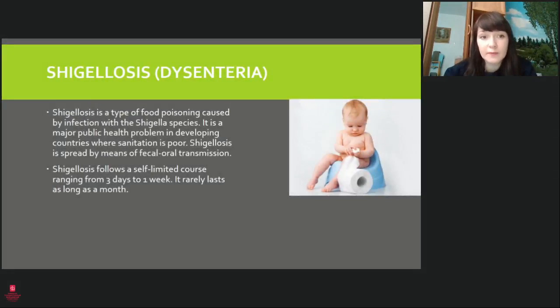Shigellosis, dysentery. Shigellosis is a type of food poisoning caused by infection with the Shigella species. It is a major public health problem in developing countries where sanitation is poor. Shigellosis is spread by means of fecal-oral transmission. It follows a self-limited course ranging from 3 days to 1 week. It rarely lasts as long as a month.